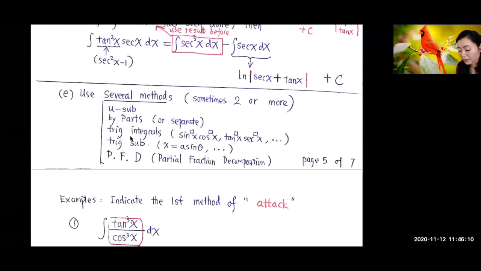This part over here, you can make use of this result that we already got, okay? Now, any question? Sometimes you have to use several methods, okay? So what are those methods we learned so far? So we have u-sub, right? 7.1, we have u-sub.